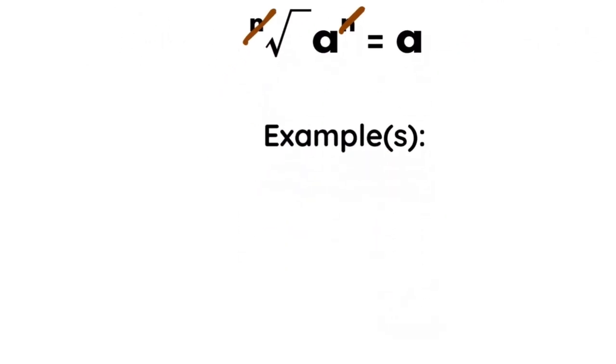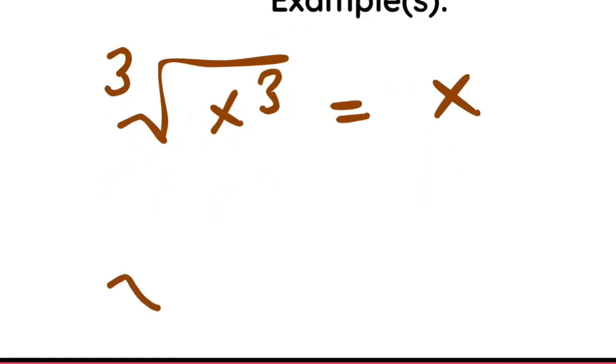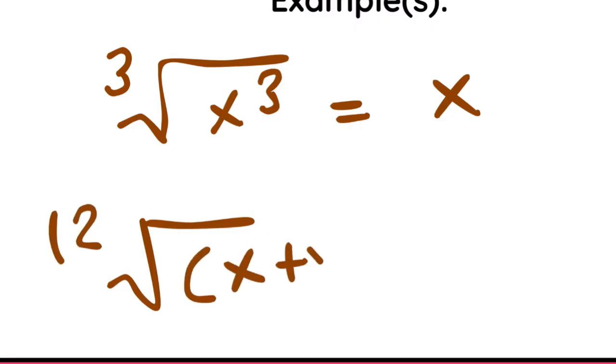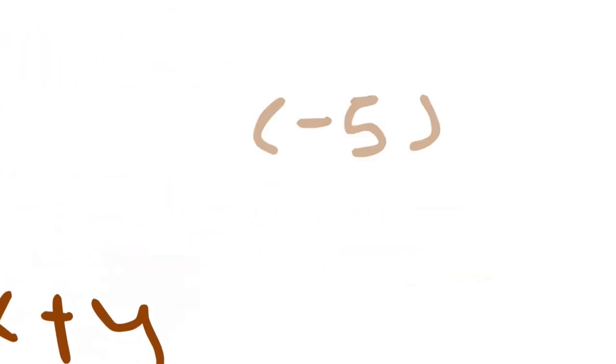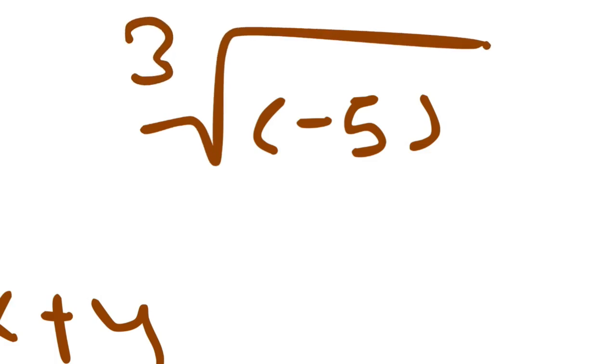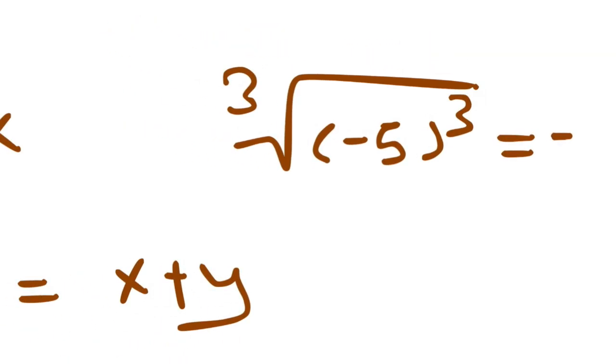So for example, I have the third root of x to the power of 3, which is equal to x. For example, the 12th root of x plus y to the power of 12. This is exactly x plus y, and nothing has changed. For example, I have the third root of minus 5 to the power of 3, this will be minus 5.